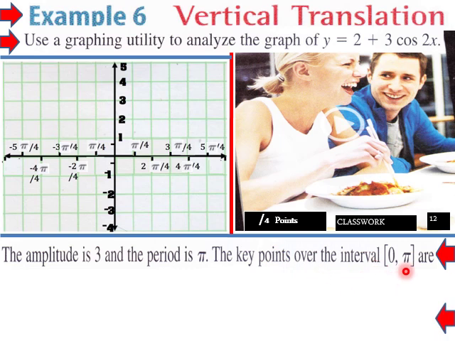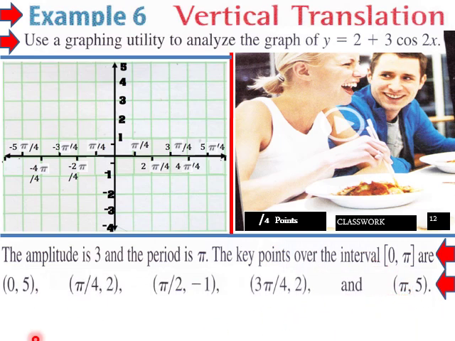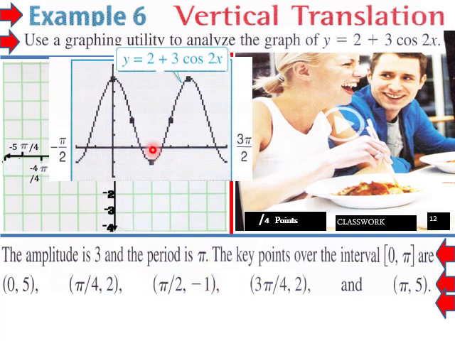The key points over the interval 0 to pi are 5, pi over 4, 2, pi over 2, negative 1, 3 pi over 4, 2, and then pi, 5. So we're starting from 0 and then going to pi because that is our interval. So graphing those, here are your plots for an interval. This is an interval here. So then this would be your graph here, your continuation of that one interval.